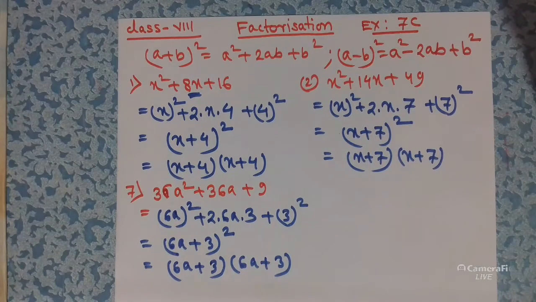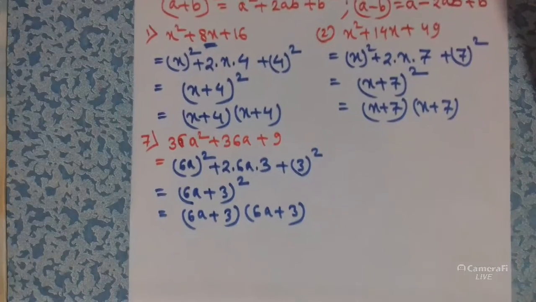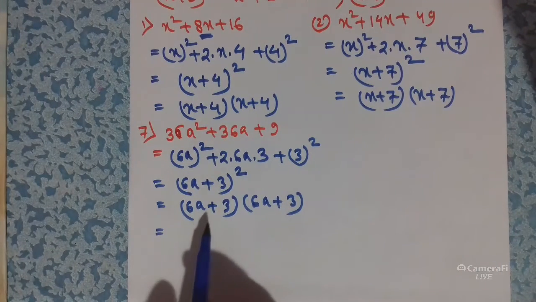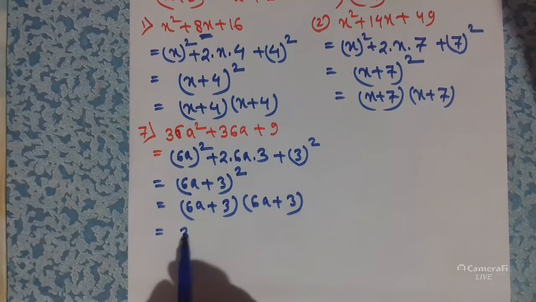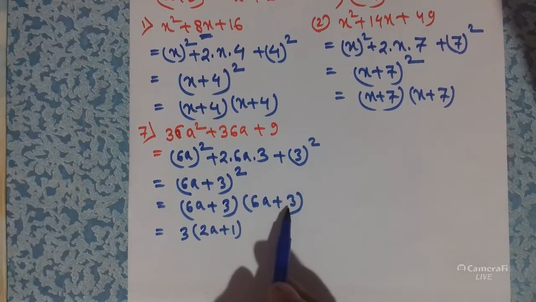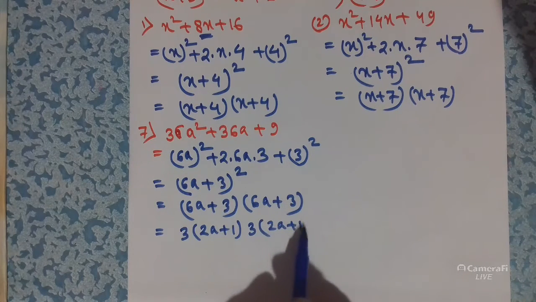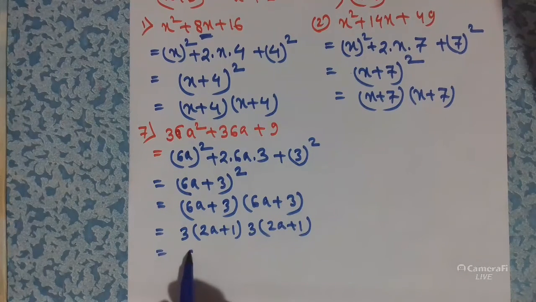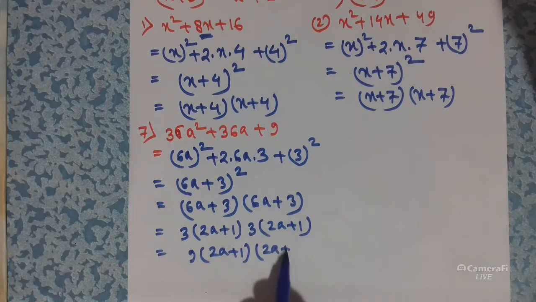But students, here we can also take 3 as common from the first two terms. So 3 can be taken as common, so it will be 2a plus 1, and from these two terms also 3 can be taken as common, so 2a plus 1. So 3 multiplied by 3 is 9, 2a plus 1 into 2a plus 1.